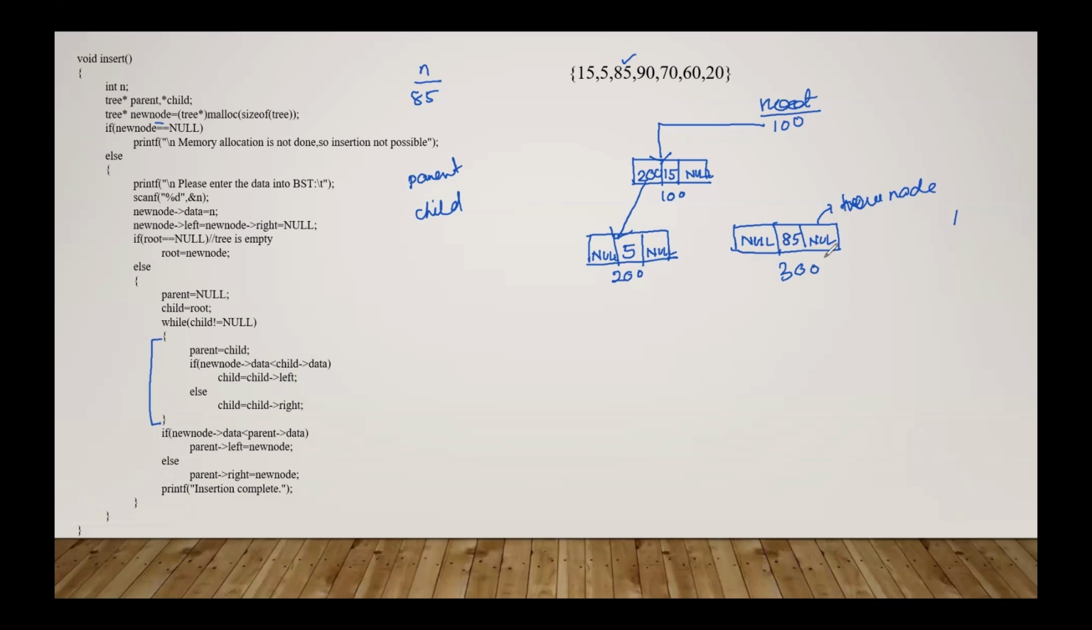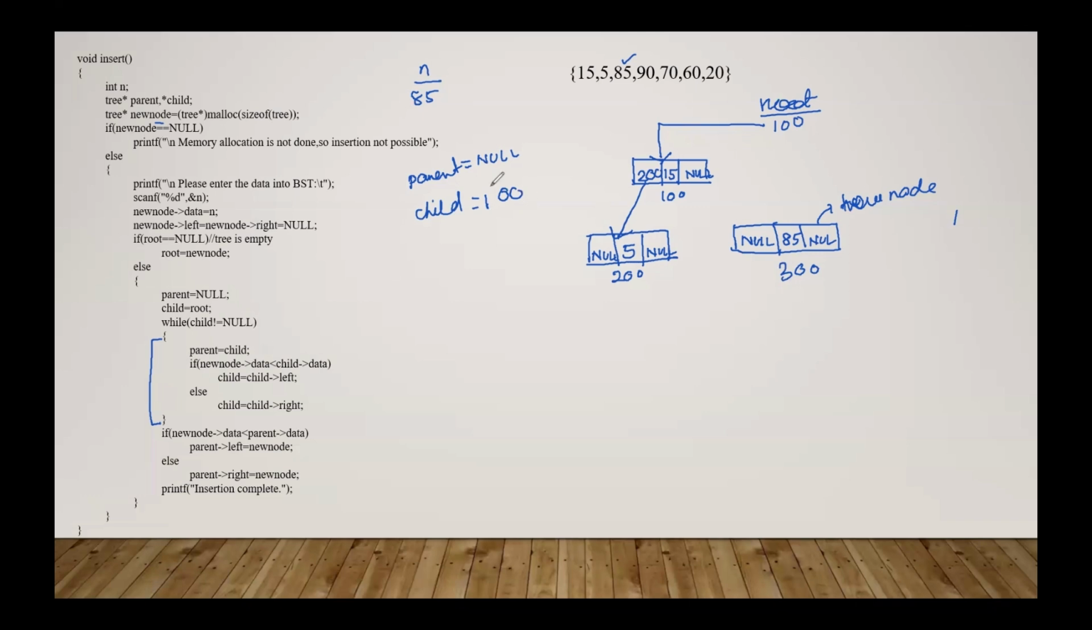After that, we have to go for the proper location. So if root equal to null? Root is 100, so it is not null. So it will go to the else part. Parent equal to null. So we have to traverse from root to the proper position. That's why we make the parent null, because the root node does not have any parent. Then child we make as the root node. What is the root node? 100. While child not equal to null, right now it is 100.